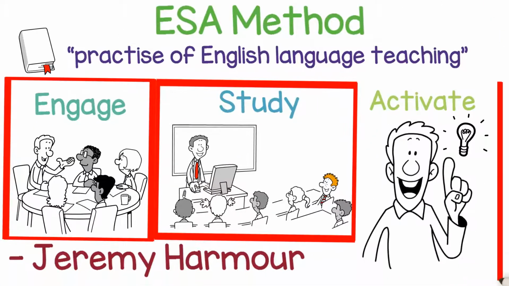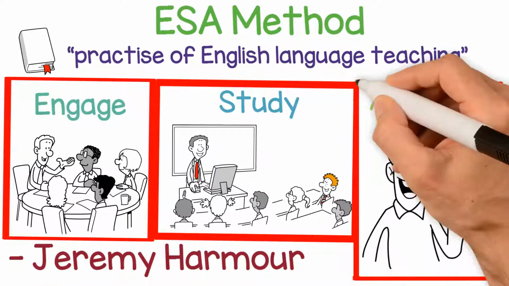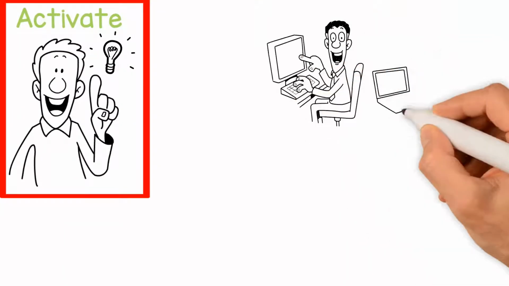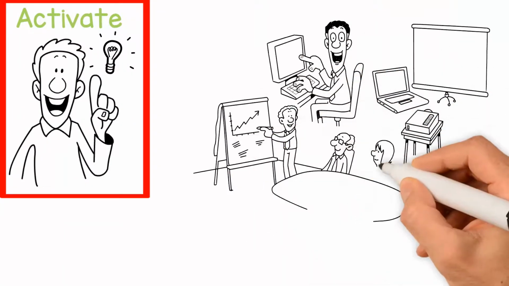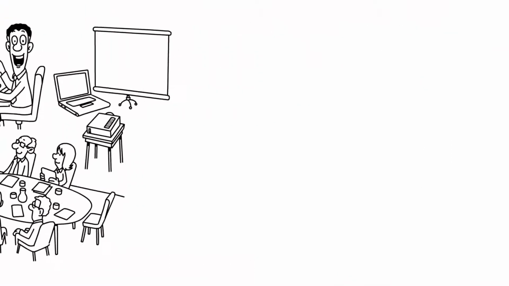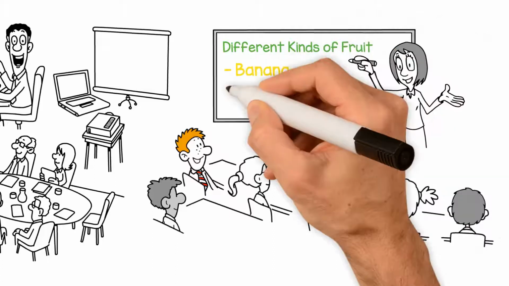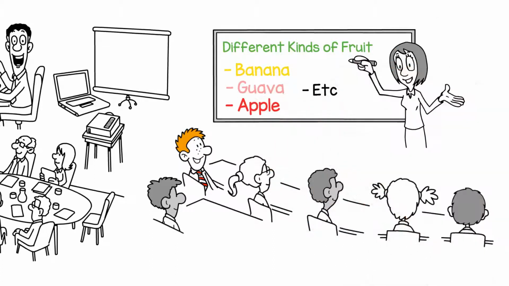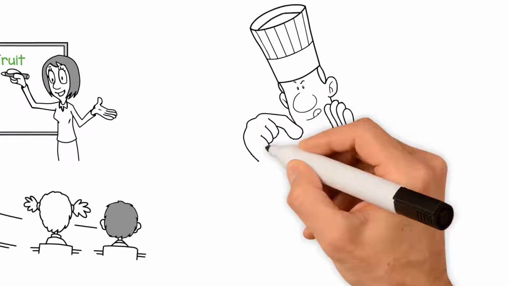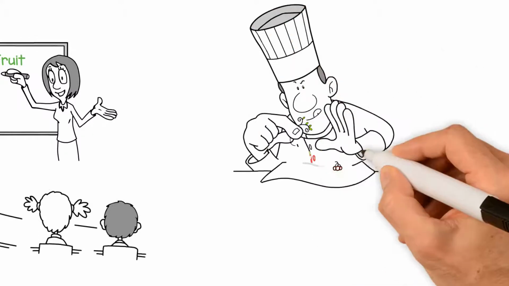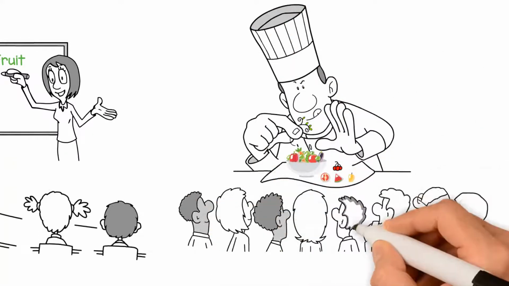The final and last stage of the ESA methodology is the Activate stage, where students use newly learned information in realistic contexts as they would be using it in real-life scenarios. For example, if you were teaching new vocabulary on different kinds of fruit, a good idea would be to ask students to role-play that they are a chef, and that they need to teach the rest of the class how to make a fruit salad.